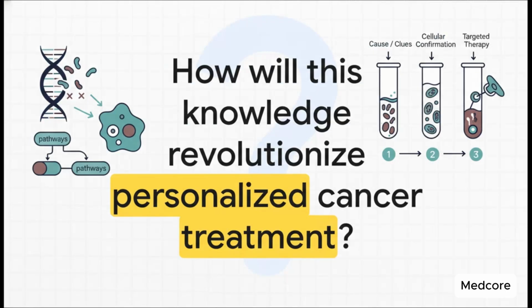So that leaves us with this final thought. Everything we've talked about today, from a specific carcinogen to a specific stain, it's way more than just facts for a test. This is the foundation of personalized medicine. Every single one of these molecular details is a potential target for a new, smarter drug. As you go forward, always think about how this basic science is changing the game for our patients.